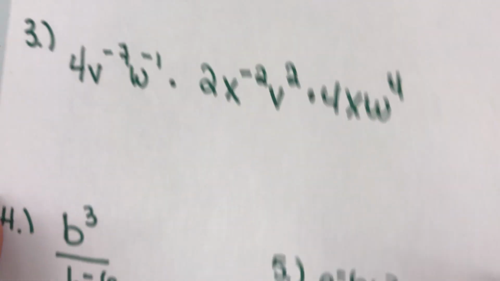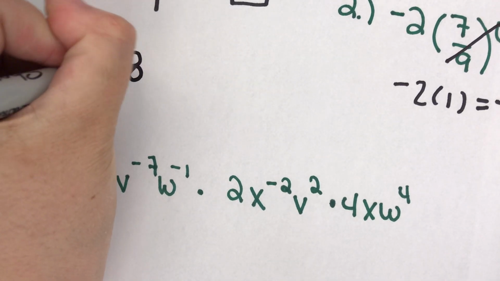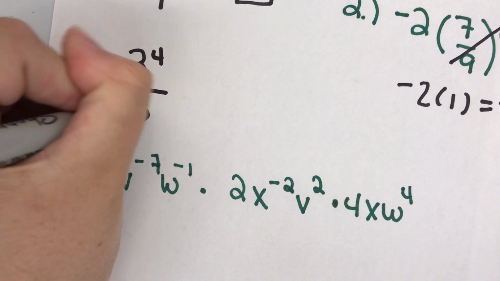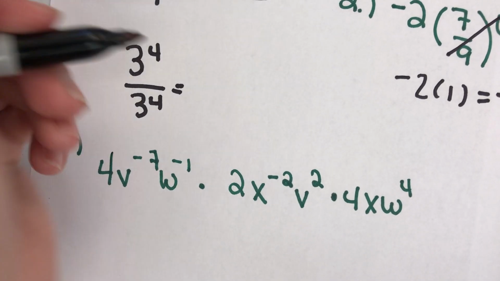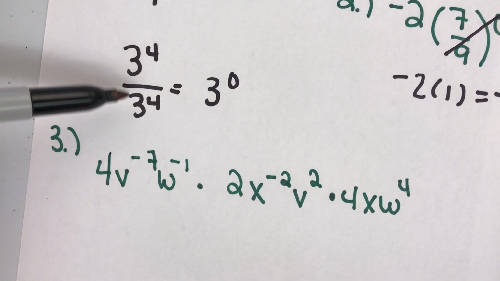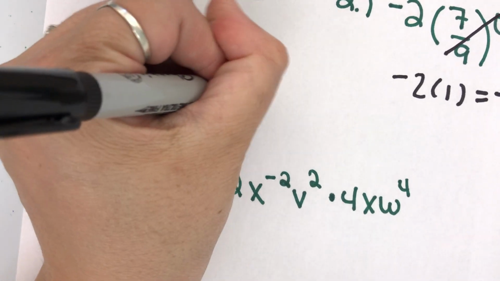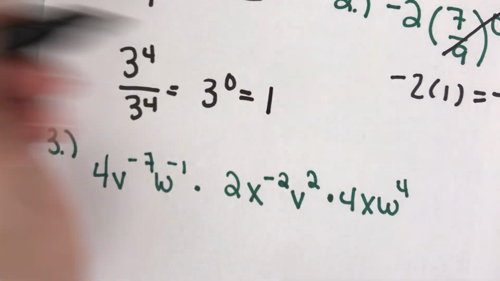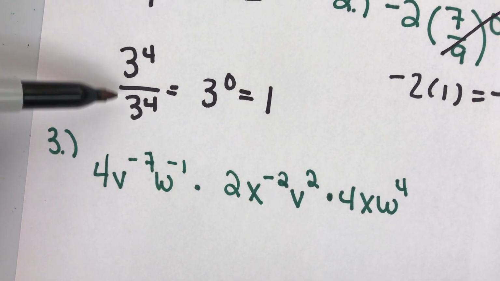A lot of times students think that something to the 0 is 0. Something times 0 is 0, but something being raised to the 0 is not 0. I also like to prove it to you another way. What would 3 to the 4th over 3 to the 4th be? Well, if you use the rule of subtraction, you would get 4 minus 4, which is 0. So 3 to the 4th over 3 to the 4th is the same thing as 3 to the 0. And what did we just say anything to the 0 was? 1.